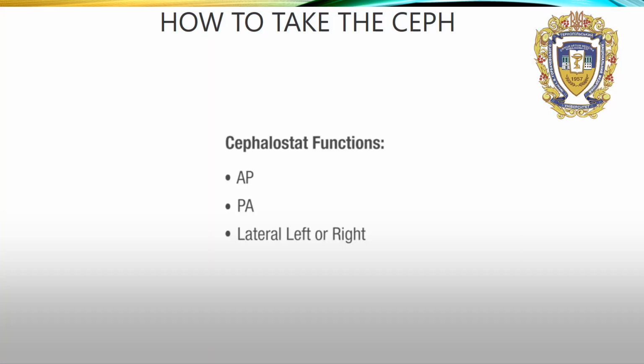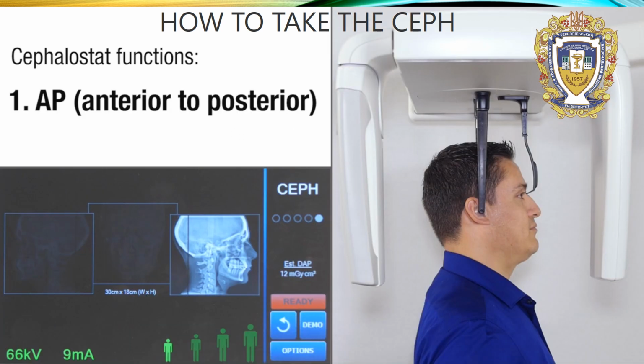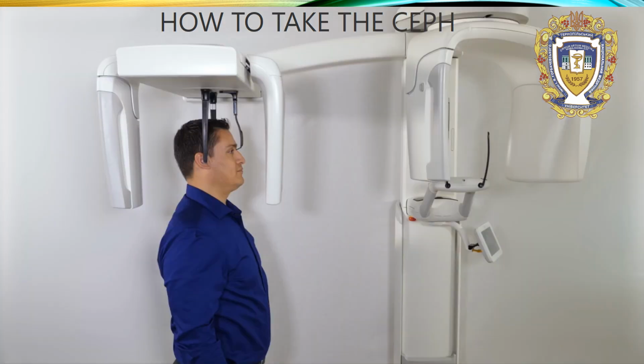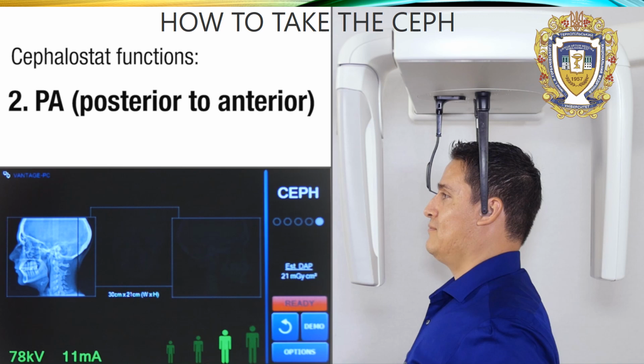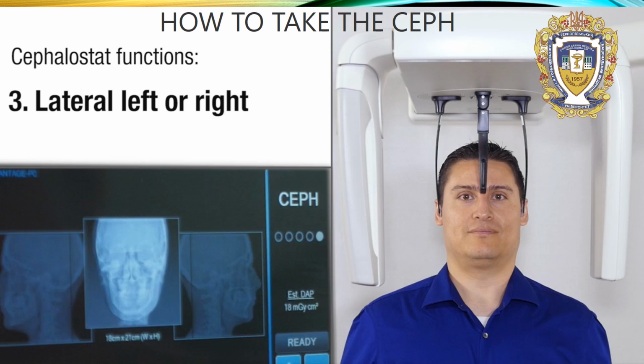To begin, determine the study projection needed for the patient and select the desired function. To do this, tap the Ceph button on the top right of the Vantage Touch control screen. There are three cephalostat functions, which are AP, an image taken from the anterior and posterior of the head, or nasal toward the tooth head. PA, an image taken from the posterior to the anterior of the head, or nasal opposite the tooth head.